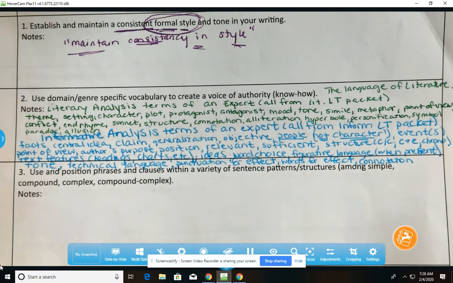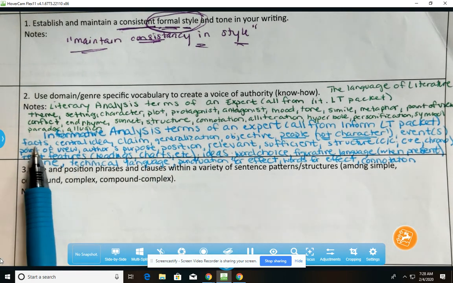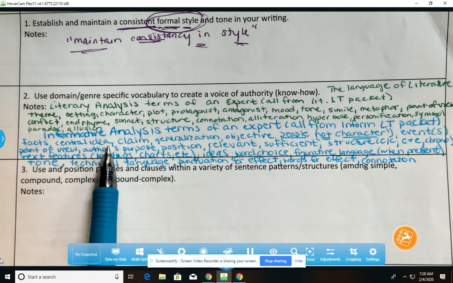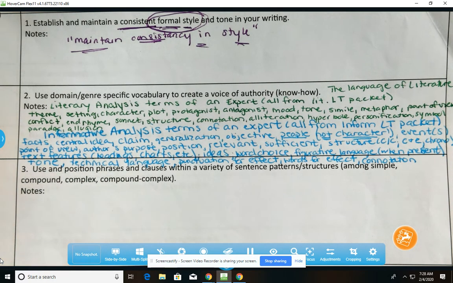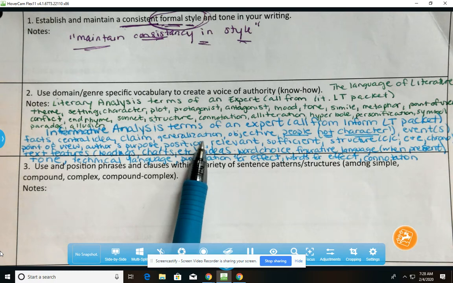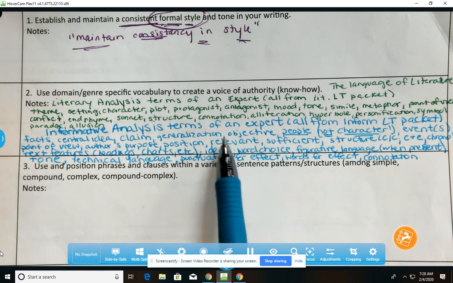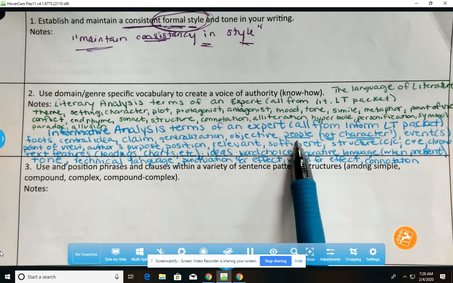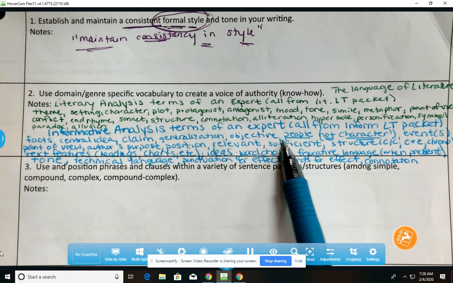Okay, so here's some terms. They're not limited to what's on the sheet, just a few. So we can talk about facts, the central idea. We don't say theme for informative analysis. We say central idea. We could talk about the claims. We could use the term generalization. If we see a stereotype or a general statement, you can use the word generalization, or the author makes many claims throughout his piece. We can use the word objective. We could also use the word people.